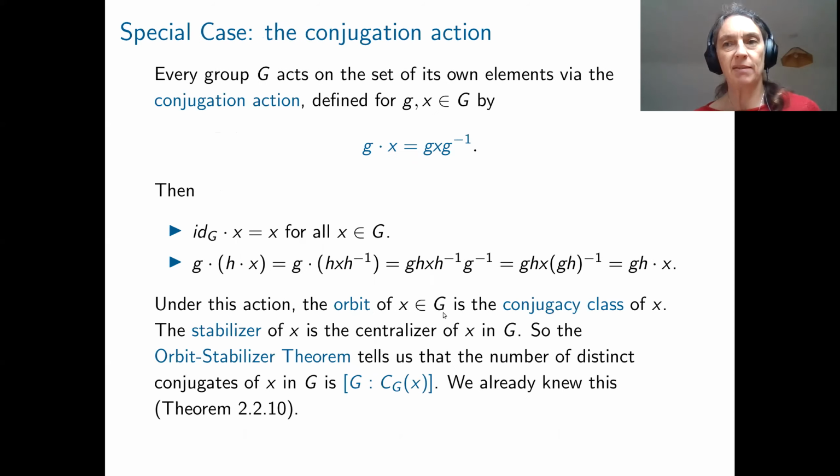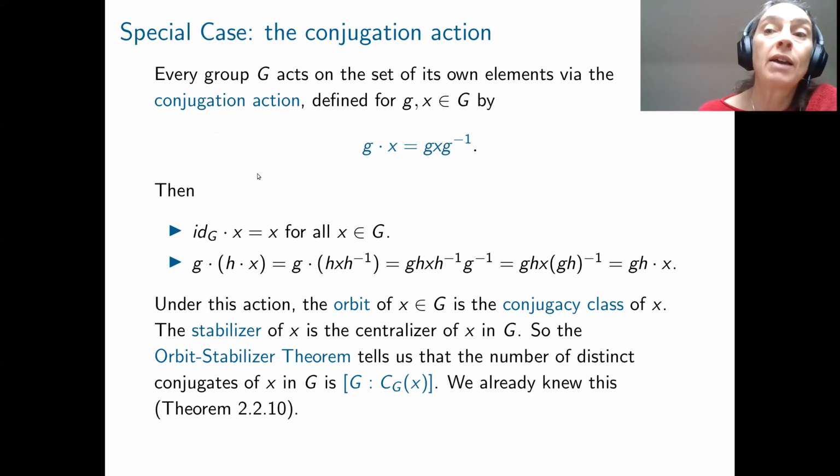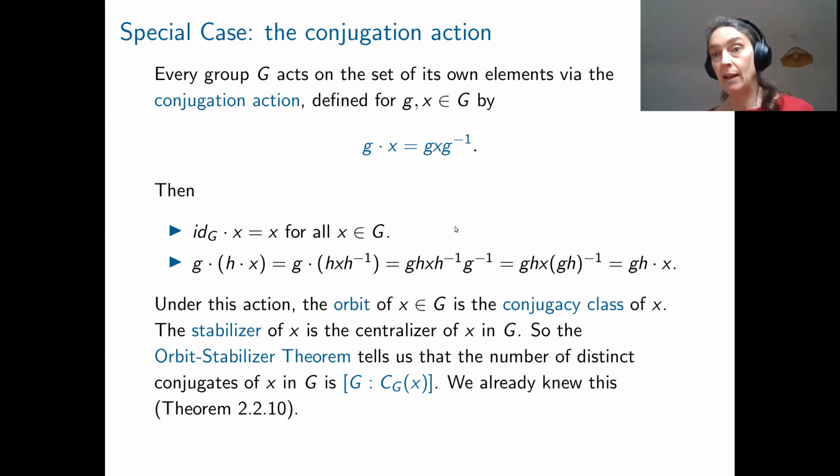Okay, a special case of this, which I wanted to just mention, because it's something that we've seen before. You might even be thinking that this resembles a theorem that we've seen before. It's the so-called conjugation action. We've seen already that the number of distinct conjugates of a group element in a group is the index of the centralizer of that element in the group. It resembles the Orbit-Stabilizer Theorem. So I just want to mention that that is actually a special case of the Orbit-Stabilizer Theorem, or that statement about conjugacy class sizes and centralizers can be interpreted in the language of group actions.